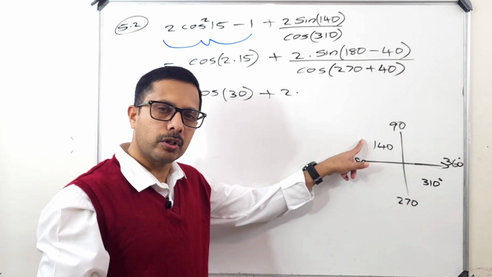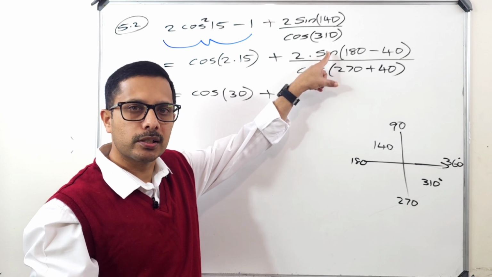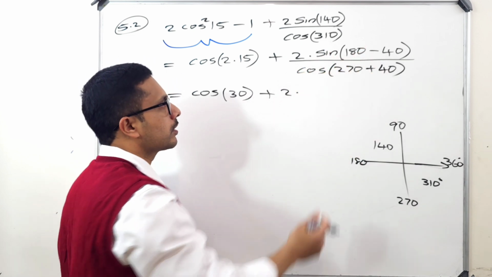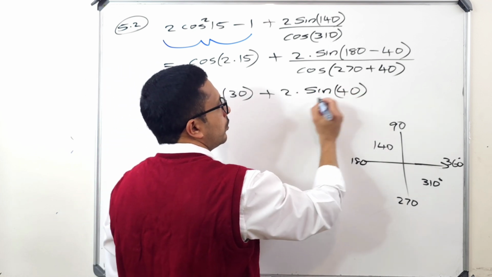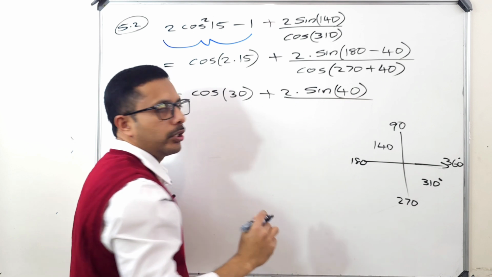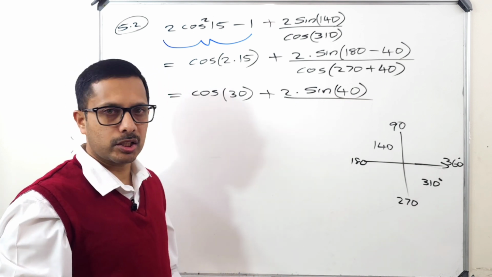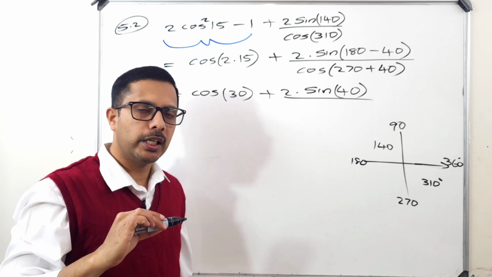180 minus 40 is in which quadrant? Second quadrant. In the second quadrant, what is positive? Sine. So it is positive. Is there any change in the trigonometry? No. So it is sine of 40. Those who don't know that one, you have to watch my video lessons where I taught this reduction formula. I told you to think in that order, then you won't make any mistake.